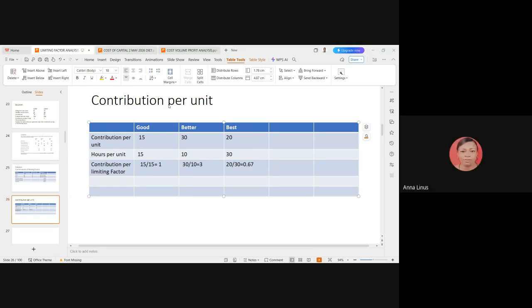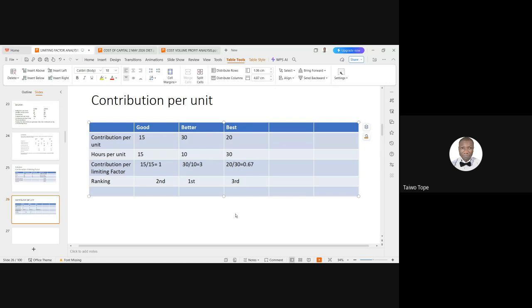Ranking. So which will rank first? Better, because it has the highest contribution per limiting factor. This is first. And the second will be Good, and this will be the third. The essence of this ranking is to allocate the limited resources to the products that will give you the highest contribution per limiting factor.